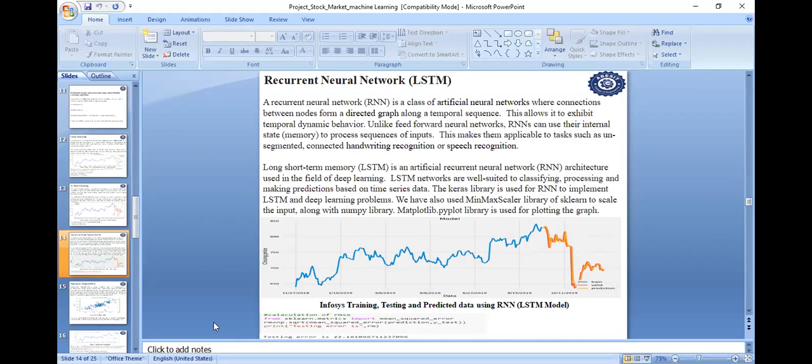LSTM is an artificial neural network architecture used in the field of deep learning. It's highly used in deep learning. It's used for classification, processing, and making predictions on time series data. Here we again use the MinMaxScaler library of sklearn to scale the input and output, along with matplotlib for plotting. As you can see from the graph, the training data is shown in the blue line, the valid data is shown in the yellow line, and the predicted is the red line. We see that valid and predicted are highly consistent. From the calculation, we see that the testing error is 2.18.